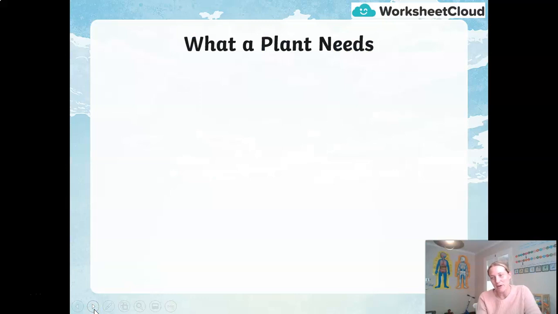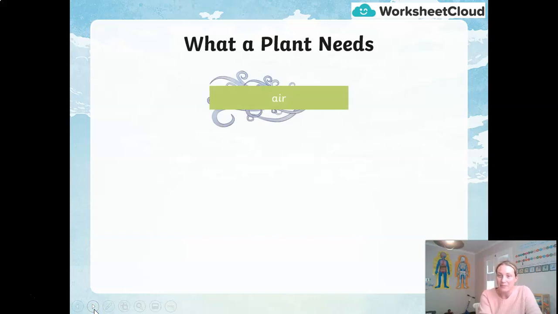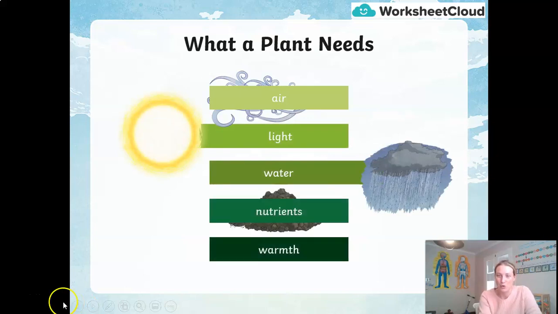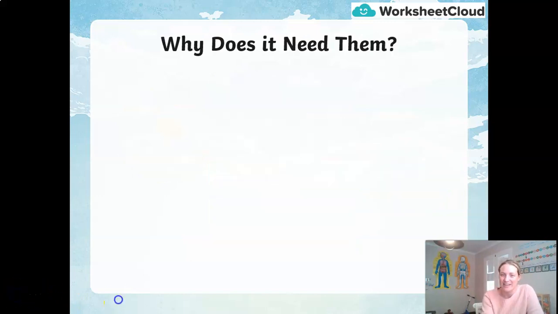But in grade 4, you learnt what a plant needs in order to survive. A plant needs air, light, water, nutrients from the soil, and warmth, all in order to grow and to survive. But I wonder if you can remember from all the way back then in grade 4 why a plant needs those specific things in order to survive. Well, let's have a little look.